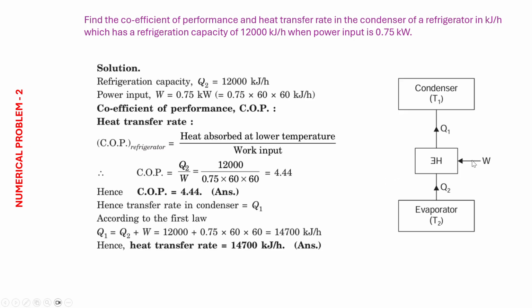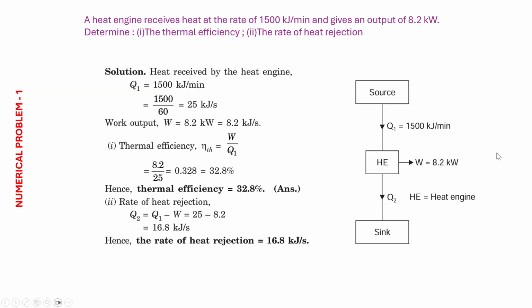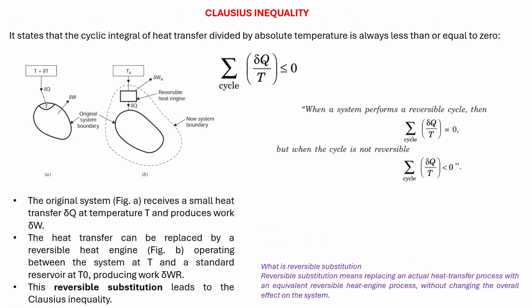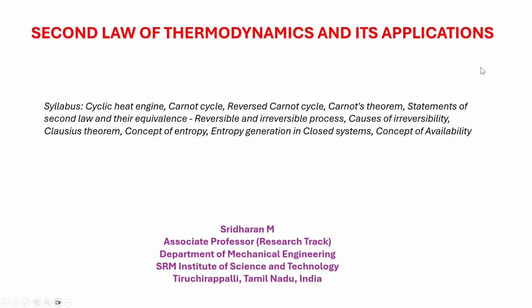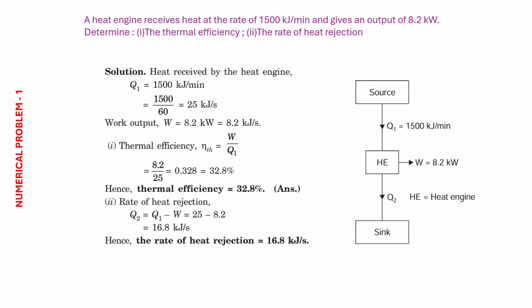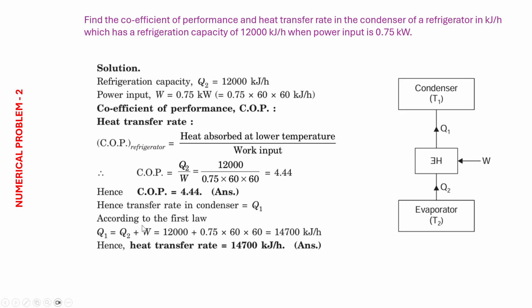And we all very well know the W formula of a refrigerator. That has also been discussed in the very first slide itself, right? The formula for calculating W is Q1 minus Q2. Q1 is heat supplied and Q2 is heat rejected, right? So on rearranging that formula, we have Q1 is equal to Q2 plus W. 12,000 plus 0.75 into 60 into 60, which gives a value of 14,700 kilojoule per hour, which is the heat transfer rate, right? So this is how problem 2 has to be answered.